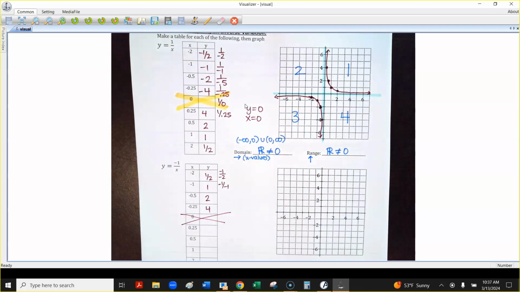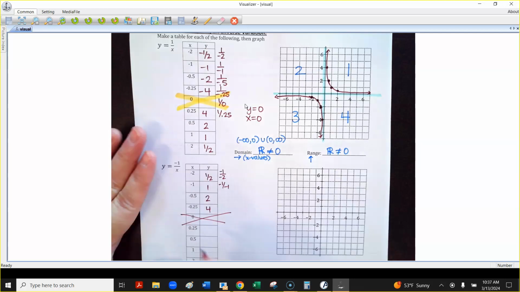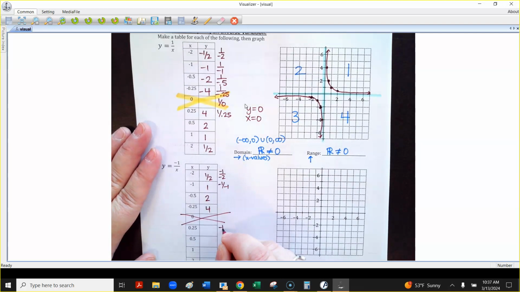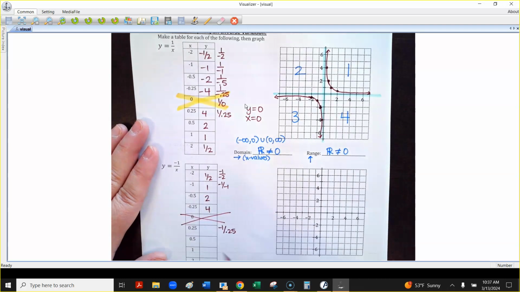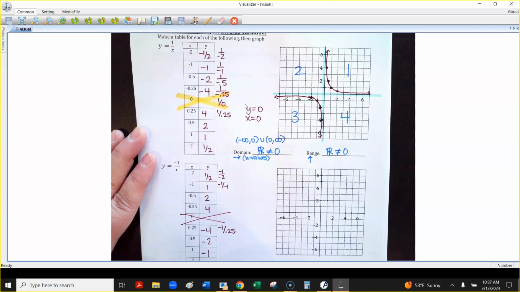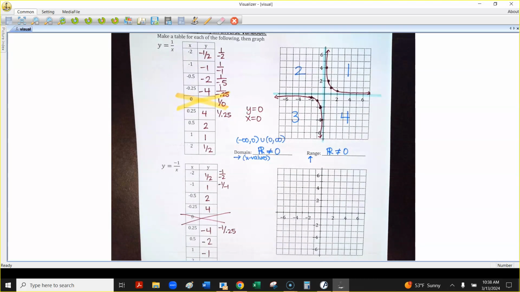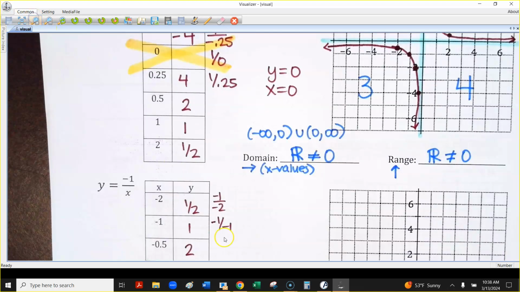So -1 divided by 0 is just as bad as 1 divided by 0. And then the rest of these, if I do -1 divided by a positive 0.25, that's going to make that -4. So this is just going to flip these numbers. Same numbers we wrote in the table, we're just switching anything that was positive to be negative. So let me get back on here.